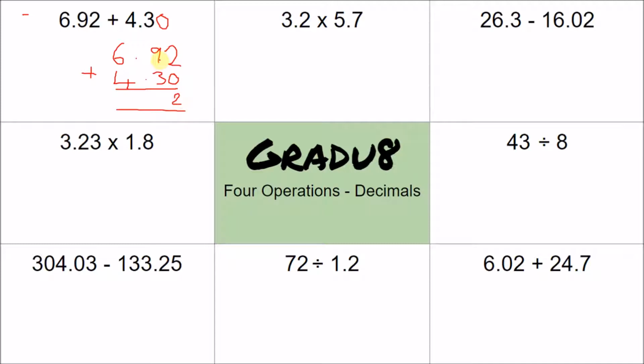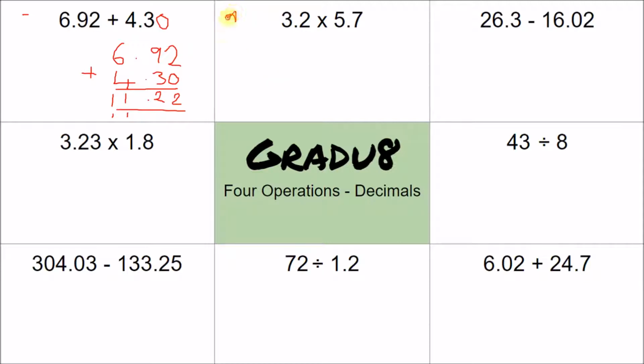2 add 0 is 2, 9 add 3 is 12, so I've got 2, carry the 1, put your decimal point back in, 6 add 4 is 10, add the 1 is 11, and carry that one there. So you've got 11.22. Okay, really simple. Just make sure you're lining up these decimal points like the buttons on a shirt.